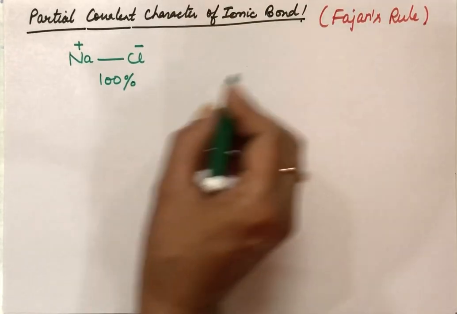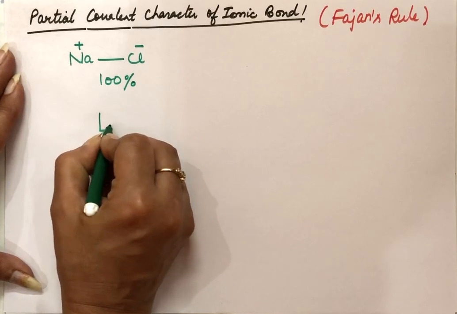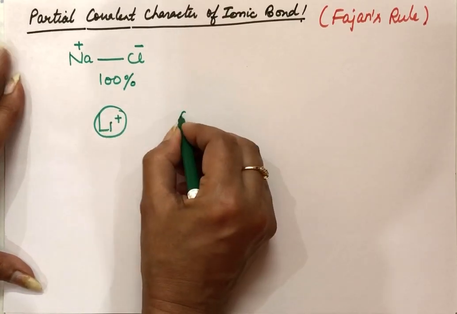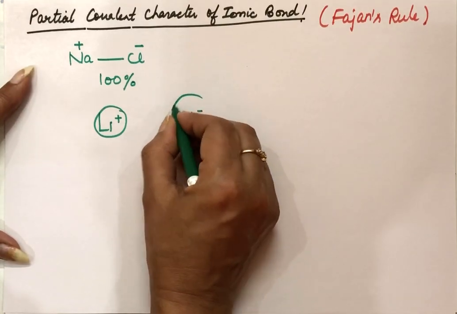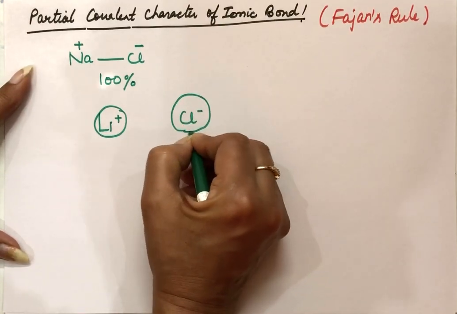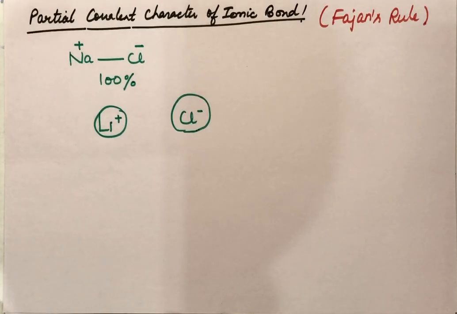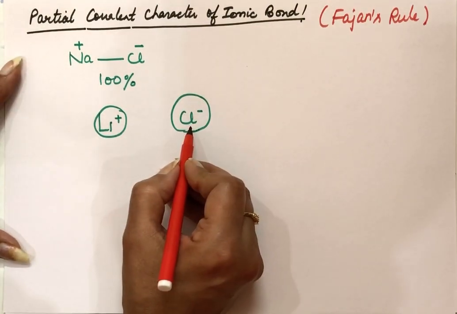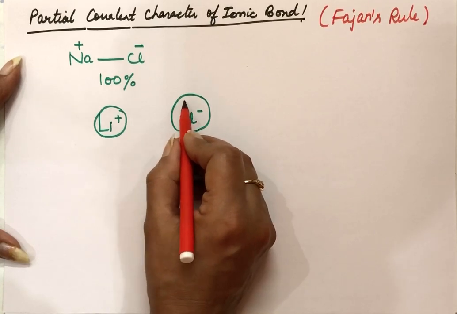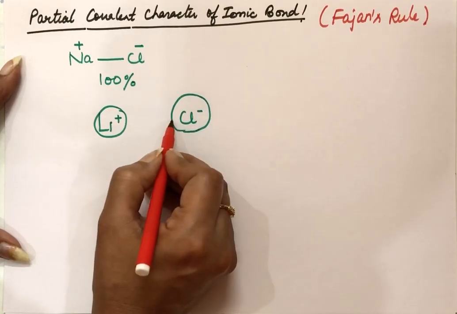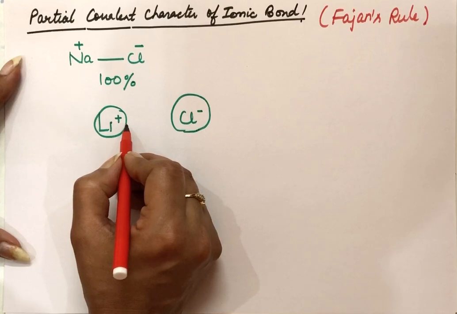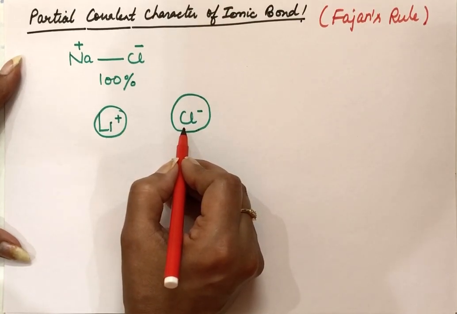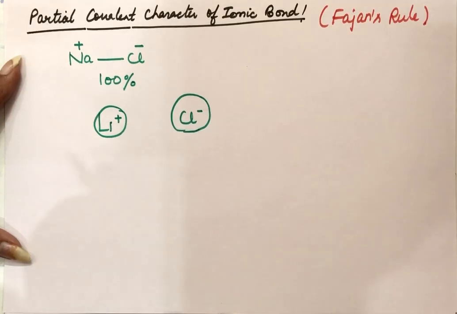Now, what is this Fajan's rule? I'm taking a cation here, Li plus, and an anion, for example, Cl minus. This rule says that when a cation approaches an anion, the electron cloud of the anion is attracted towards the cation, and hence it gets distorted. This is called polarization of the anion.